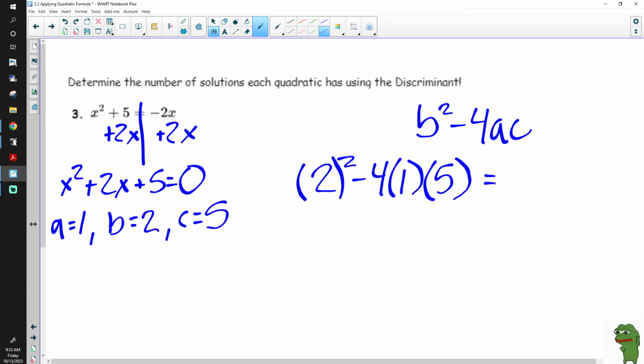Alright, so I heard from a lot of people, we got -16, right? -16? Remember? So what does this mean? This means two imaginary solutions, two imaginary roots.